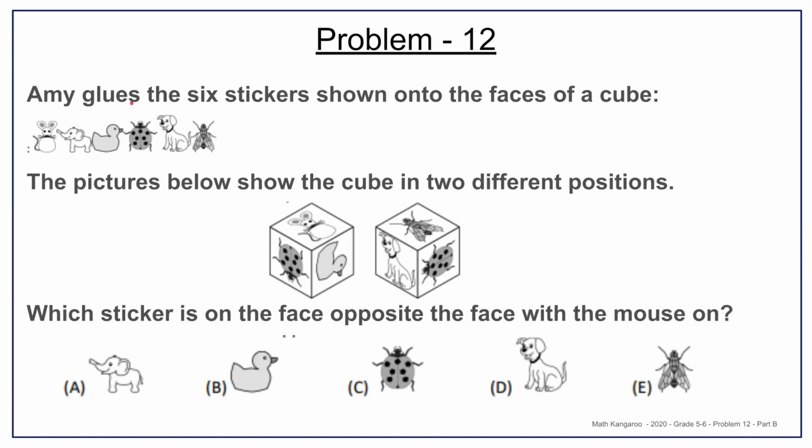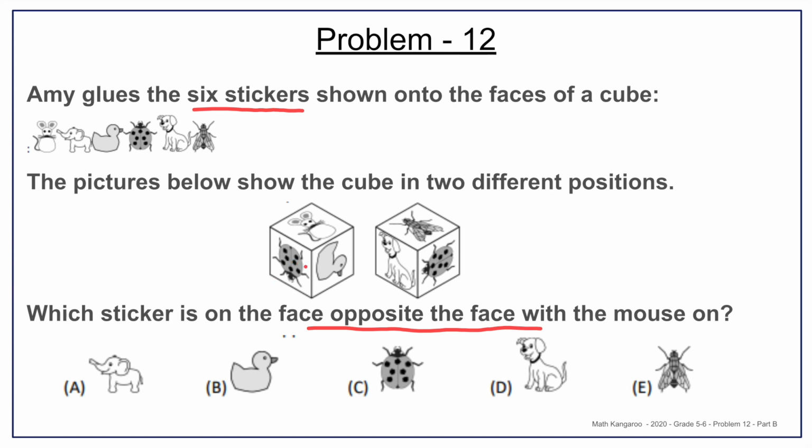Problem 12. Emmy glues 6 stickers shown onto the faces of a cube. These are the 6 sticker faces. The picture below shows the cube in two different positions. Which sticker is on the face opposite the face with the mouse on? So we have to find the face opposite to the mouse.